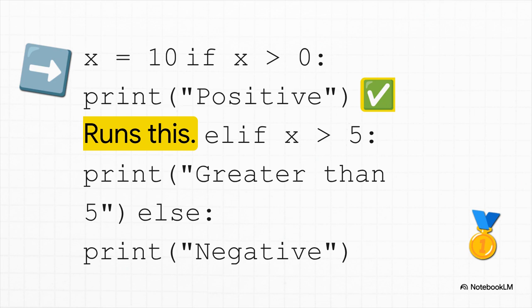Let's look at a super clear example. Here, the variable x is 10. Python starts at the top. It asks, is x greater than 0? Well, yes, 10 is greater than 0, so it immediately prints positive.